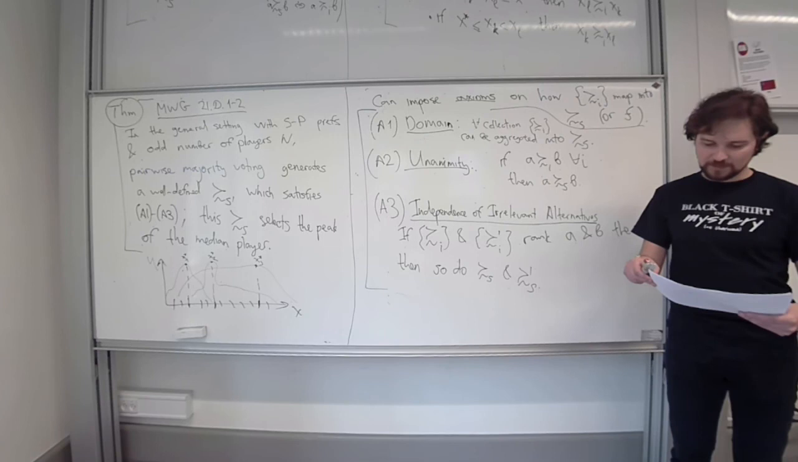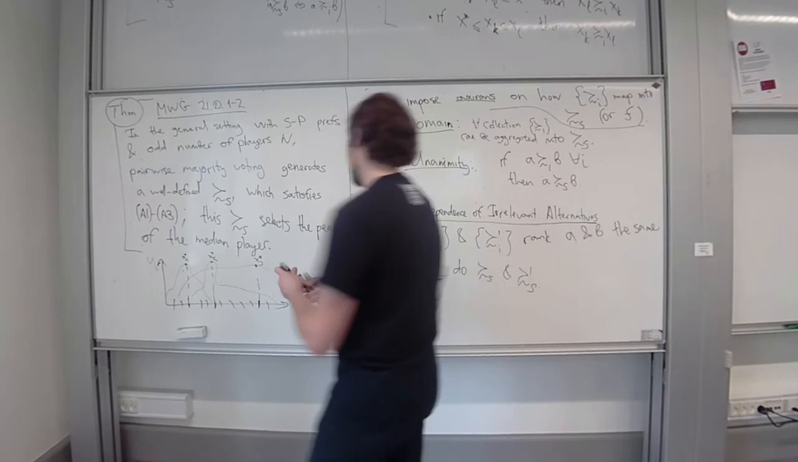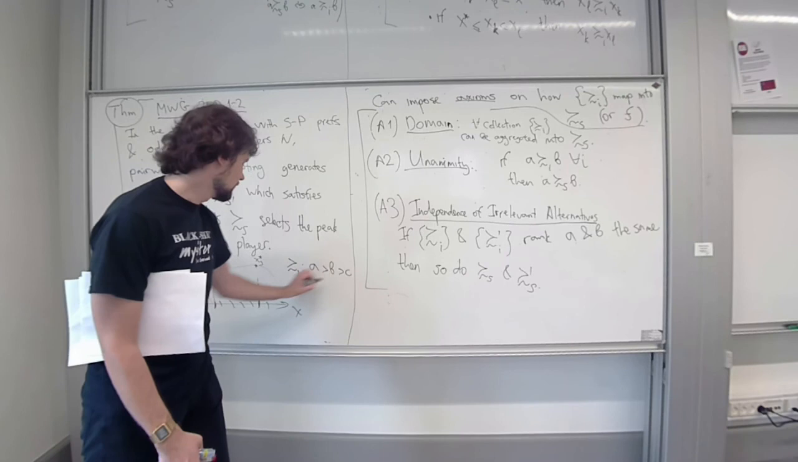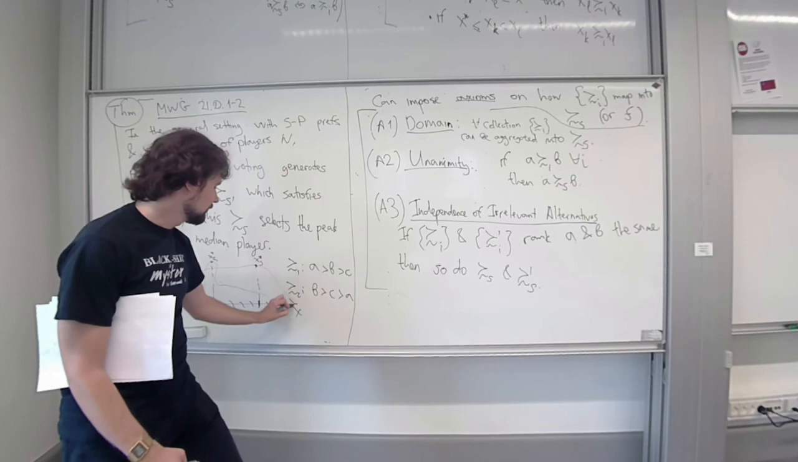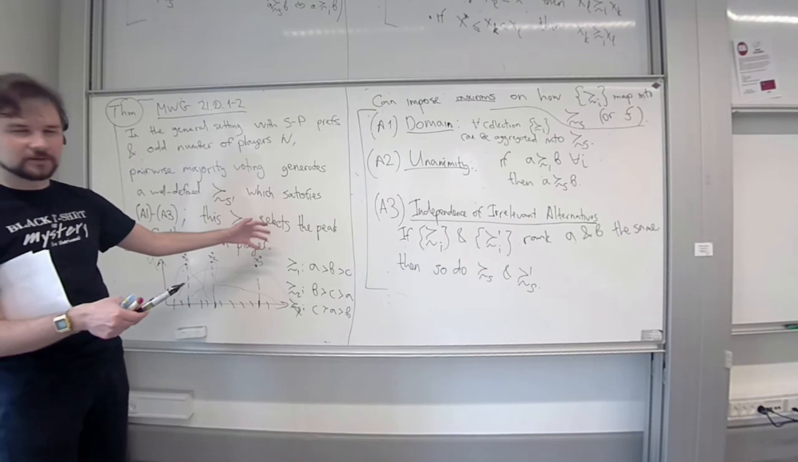So without single-peakedness, we can have what is called a Condorcet paradox. To tell you why we need it, if we have three alternatives, player one prefers A to B to C, player two strictly prefers B to C to A, player three prefers C to A to B, then these preferences are not single-peaked. There is no common order among all players.